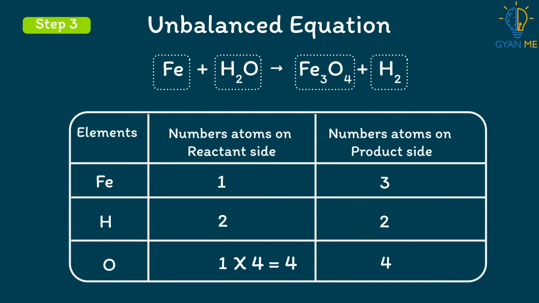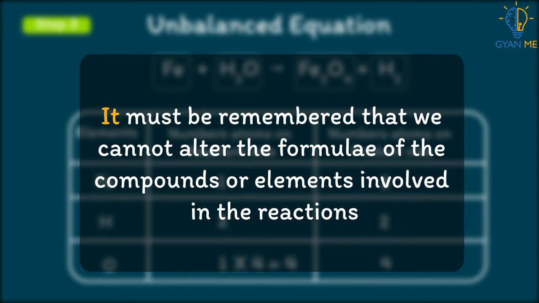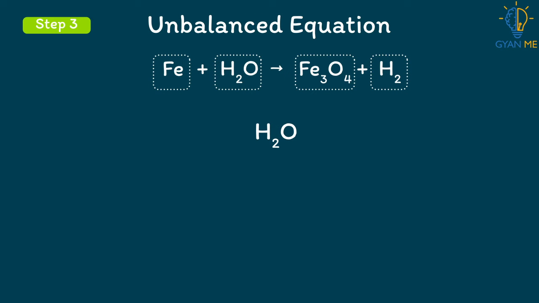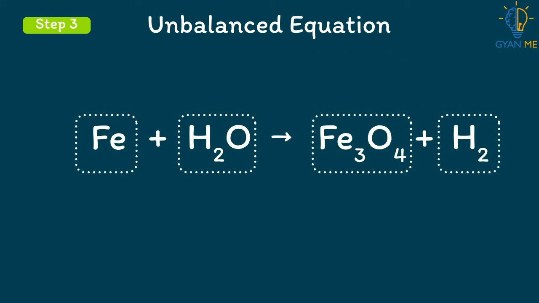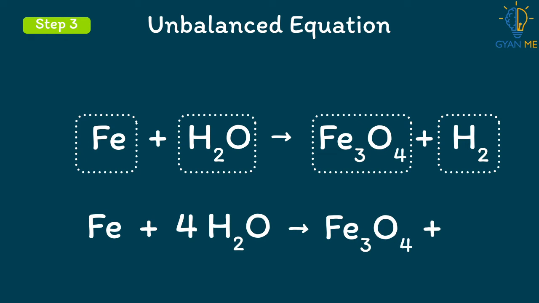To equalize the number of atoms, it must be remembered that we cannot alter the formula of the compounds or elements involved in the reactions. For example, to balance oxygen atoms, we can put coefficient 4 as 4H2O and not as H2O4 or H2O whole 4. After multiplication, the equation becomes Fe plus 4H2O gives Fe3O4 plus H2.